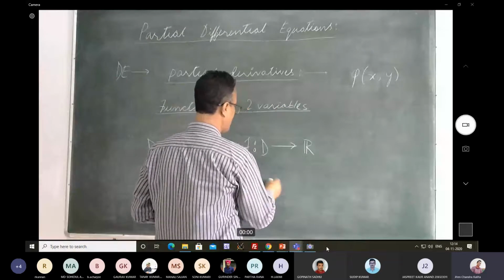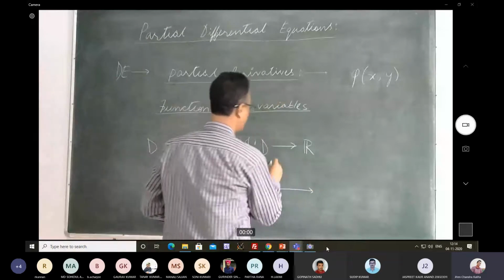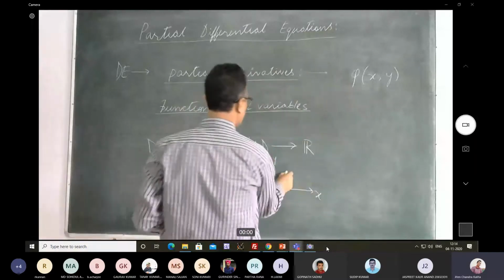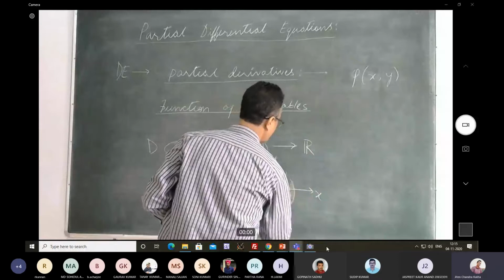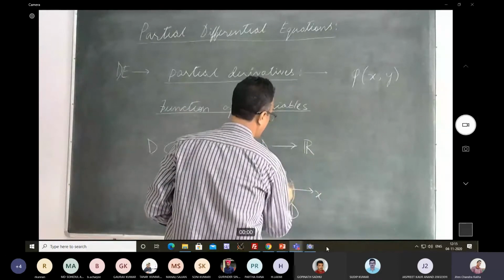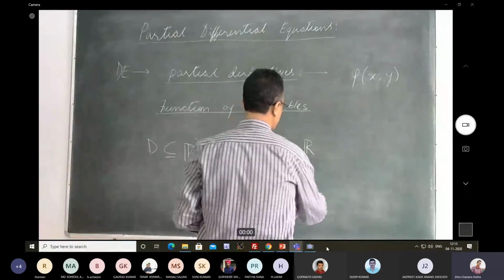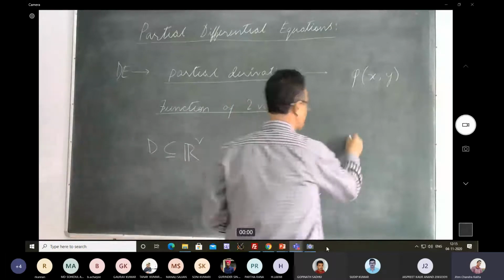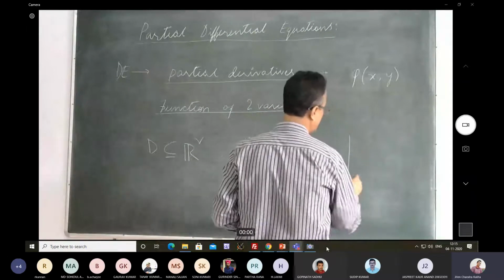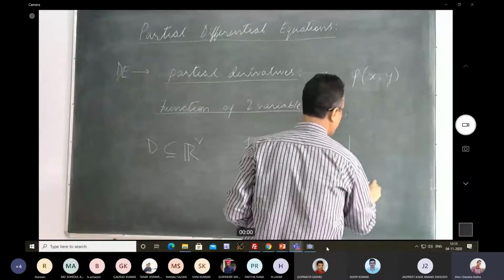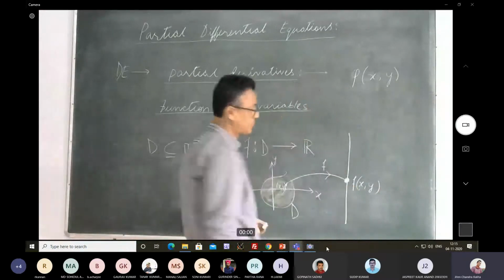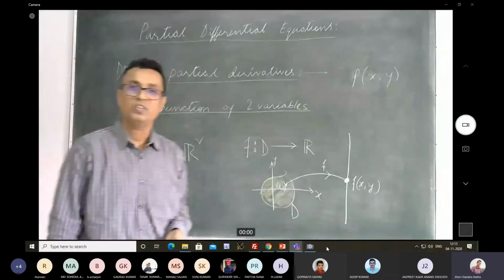Suppose this is my xy plane, and suppose this is my D. To every point, say xy, this f uniquely determines some point, which is denoted by f of xy in the real line. So this line in fact represents the real line. Is it okay? Fine.